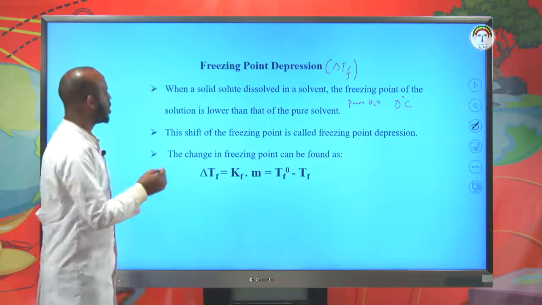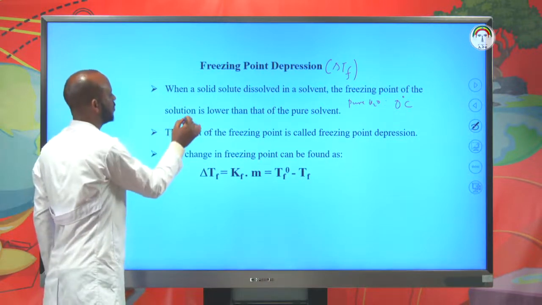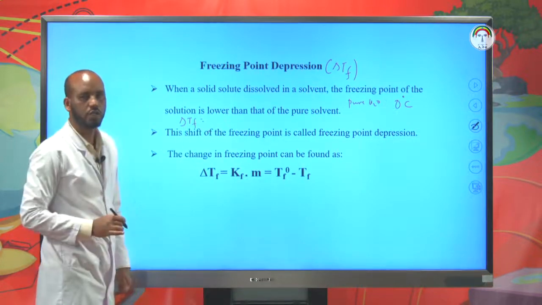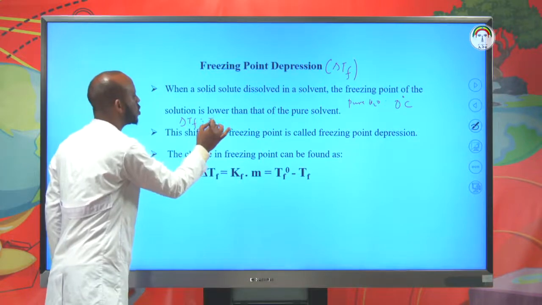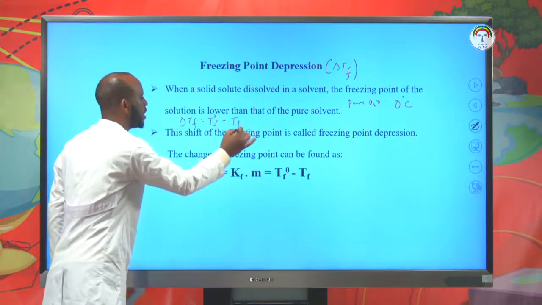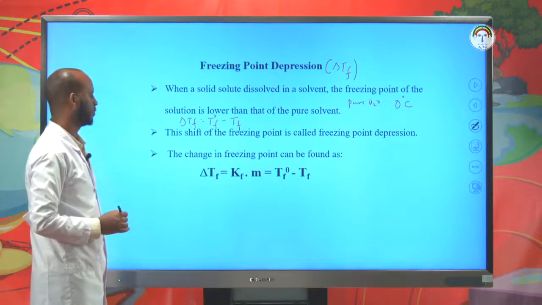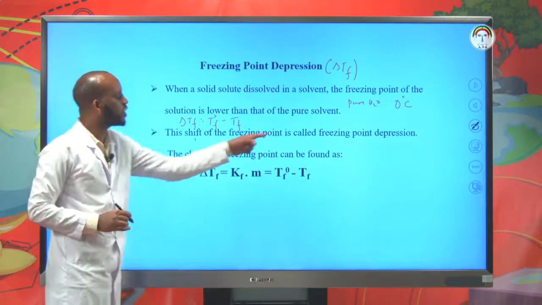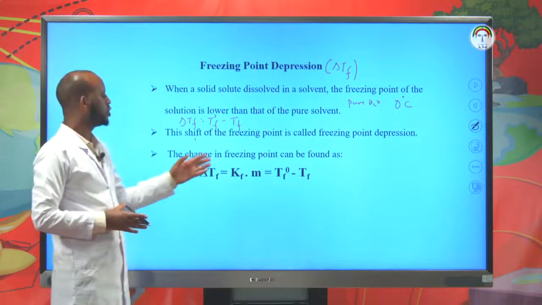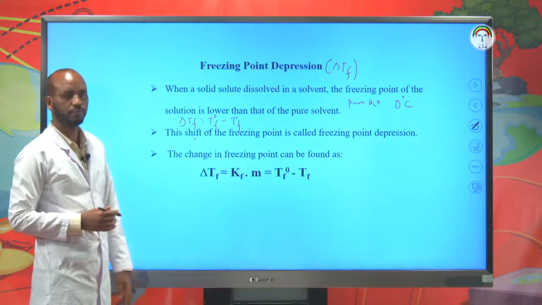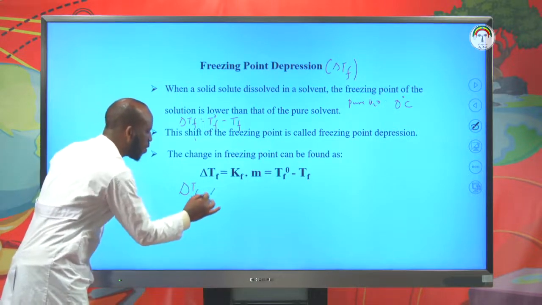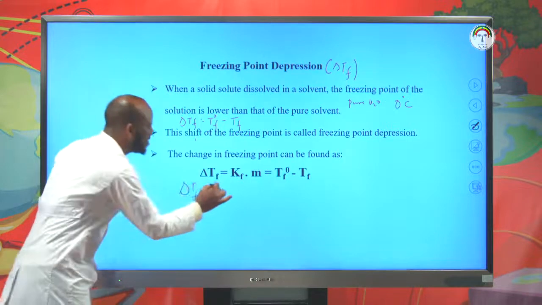Now, freezing point depression delta TF equals freezing point of pure solvent T0 F minus freezing point of the solution TF. This shift of the freezing point is called freezing point depression. The change in freezing point delta TF is directly proportional to molality of the solution.